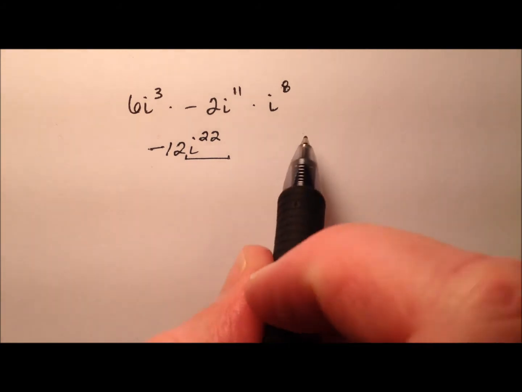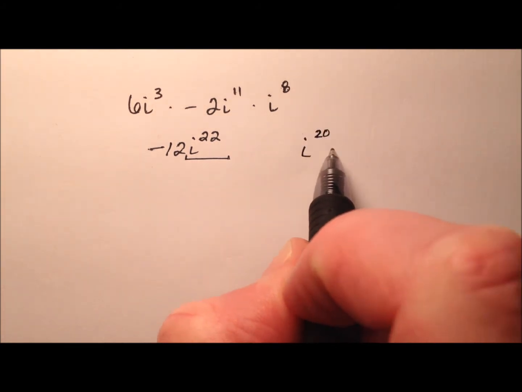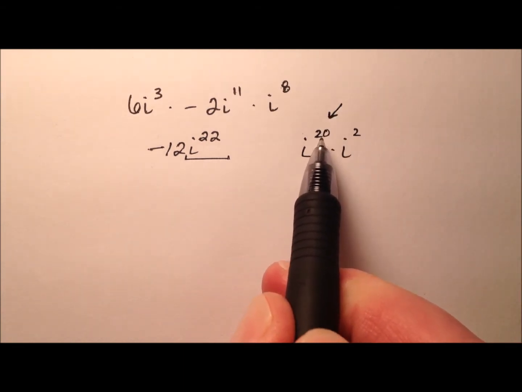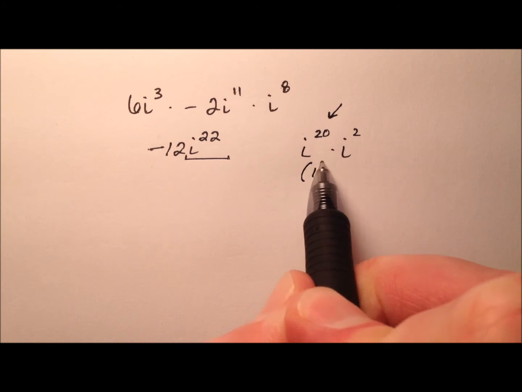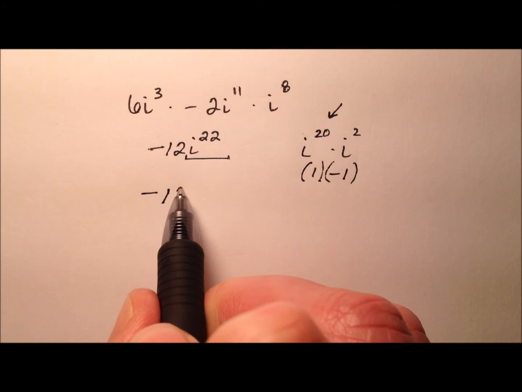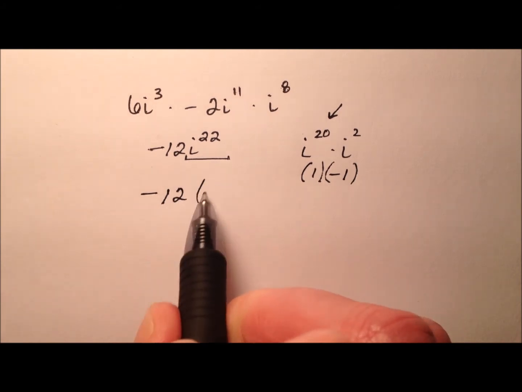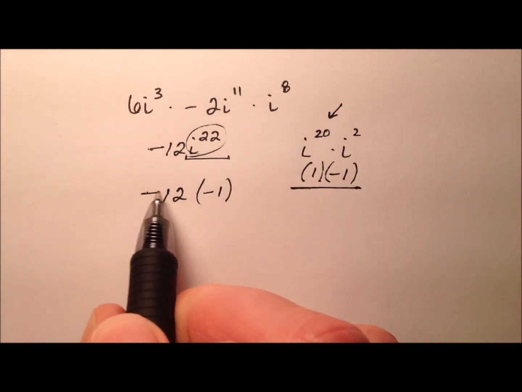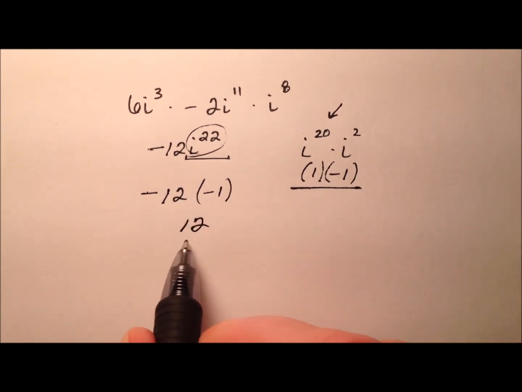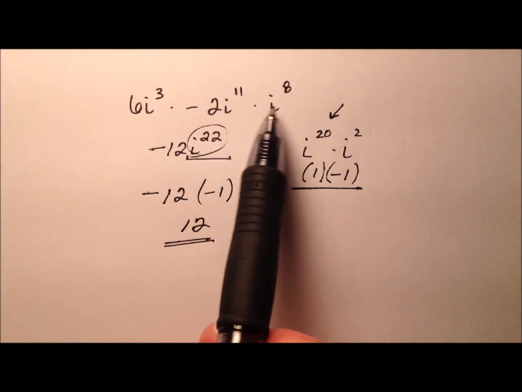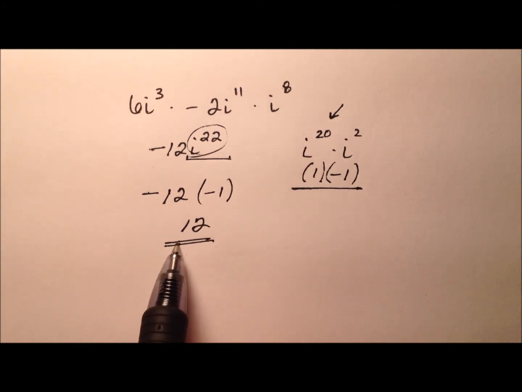So when I simplify that, I could rewrite that as i to the 20th times i squared. And remember, 20 is a multiple of 4, so that's a good thing for us. So that just becomes 1, and i squared is negative 1. So this becomes negative 12 times negative 1. So i to the 22nd is negative 1. So negative 12 times negative 1 will be positive 12. So for our first example, we multiplied 3 pure imaginary numbers, and we actually got a real number, 12.